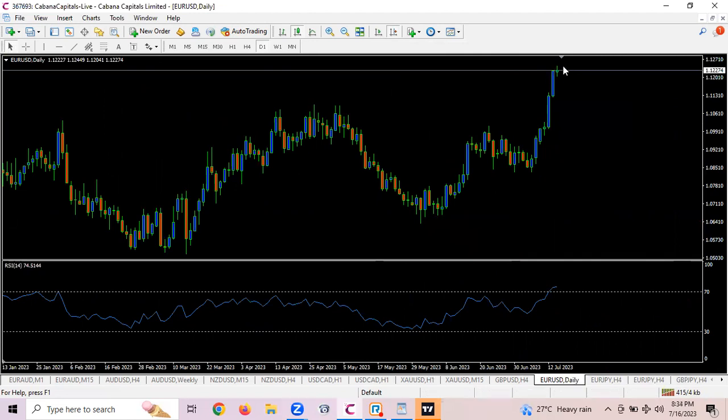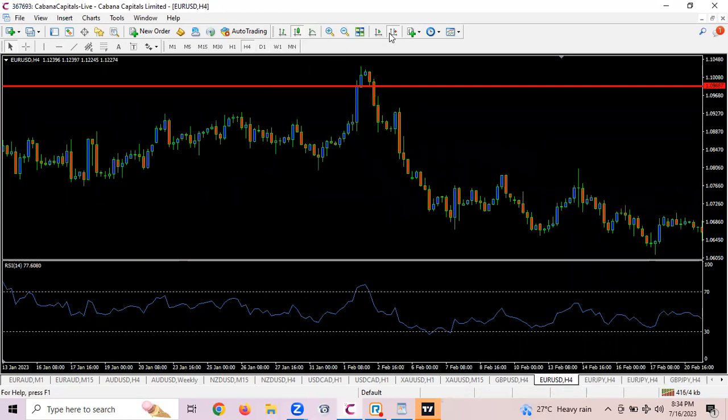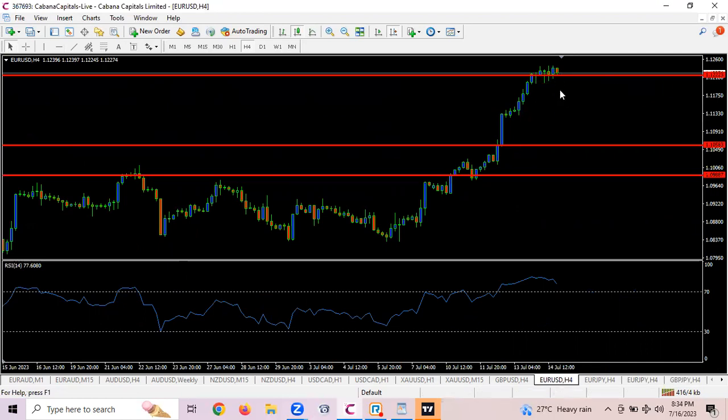If Monday candle closes bearish, we should expect Euro USD to drop to this support level. If that support is broken, then it should drop to this level. Let's go down to 4 hour. So what we have on 4 hour. If a 4 hour candle closes below this support, I would take my first trade on Euro USD. Let's go down to 1 hour.